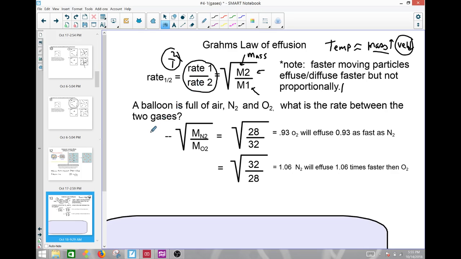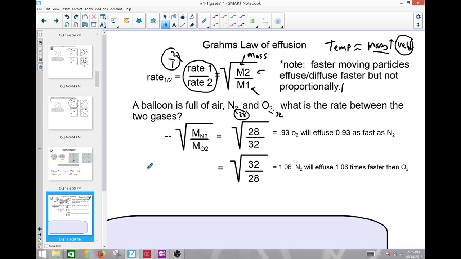A balloon is full of air, N2 and O2. What is the rate between the two gases? So how much faster? First of all, which one's going to effuse faster? This one has a molar mass of 28. This one has a molar mass of 32. Because this one has a smaller mass, for a given temperature it's going to have a higher molecular velocity.